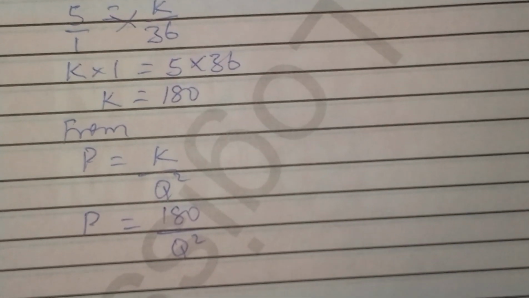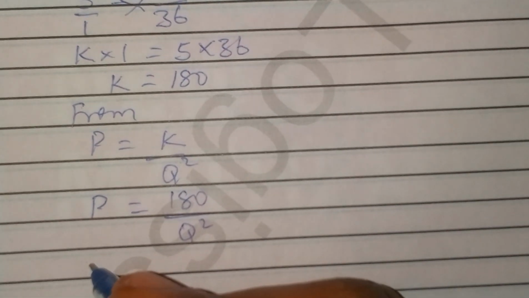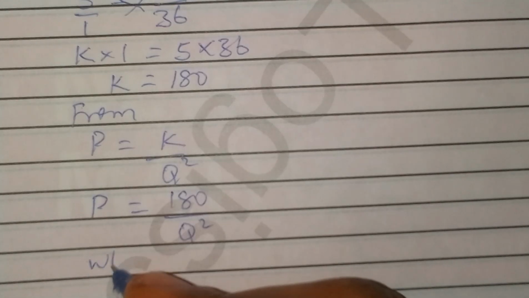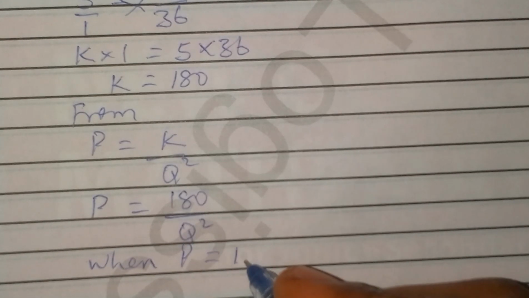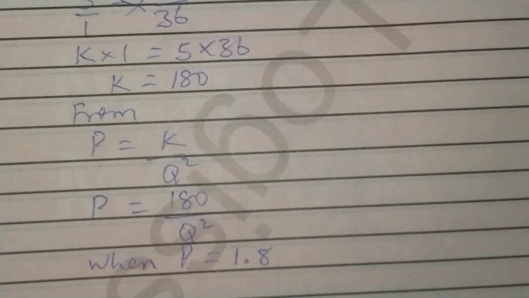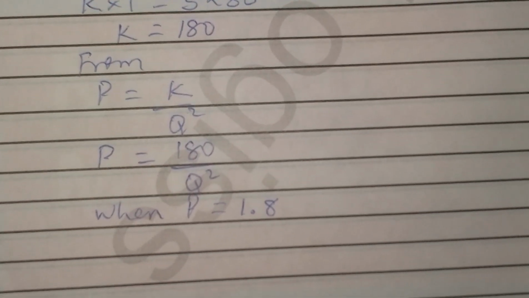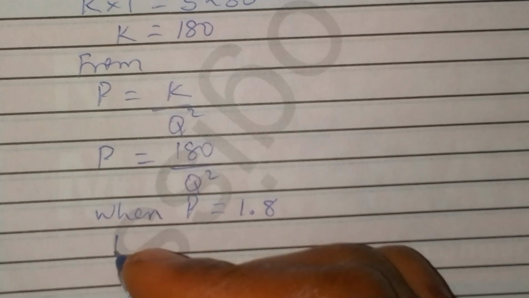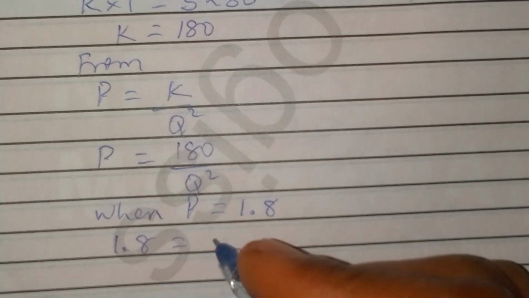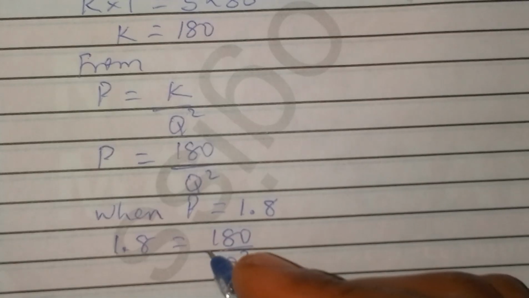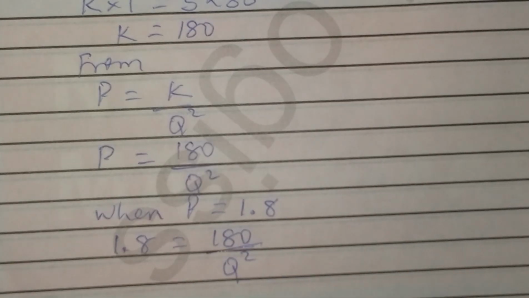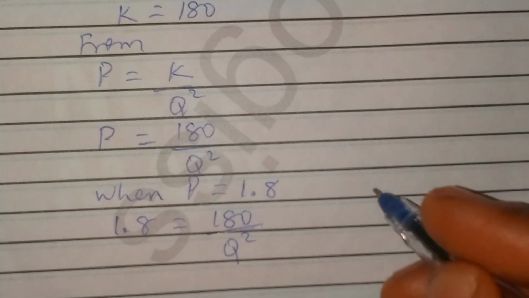Alright, so here it says that we should find q when p is equal to 1.8. So when p is 1.8, we are going to replace p here with 1.8. So we'll write 1.8 is equal to 180 over q squared. Then we proceed.